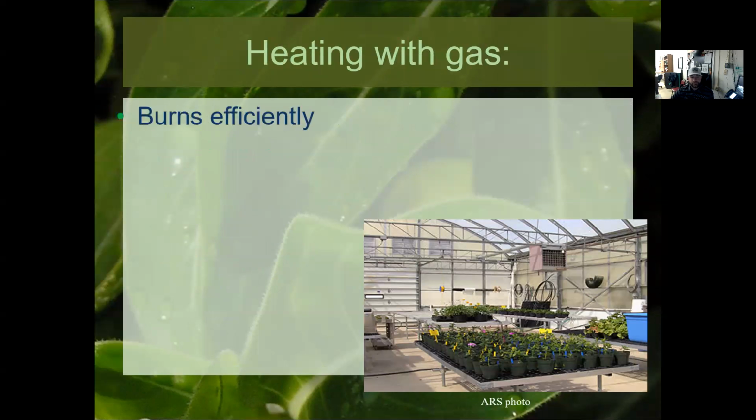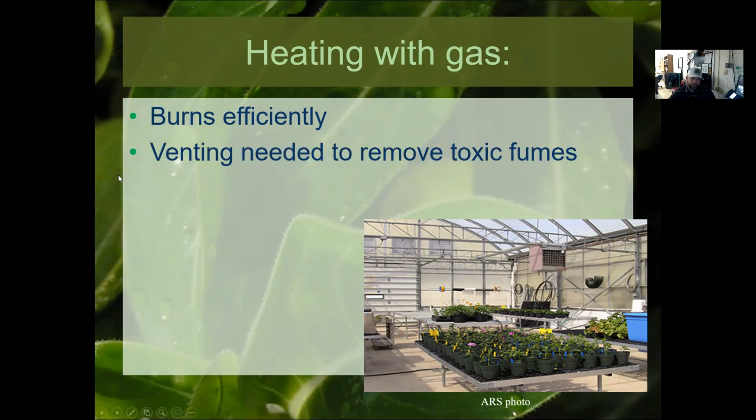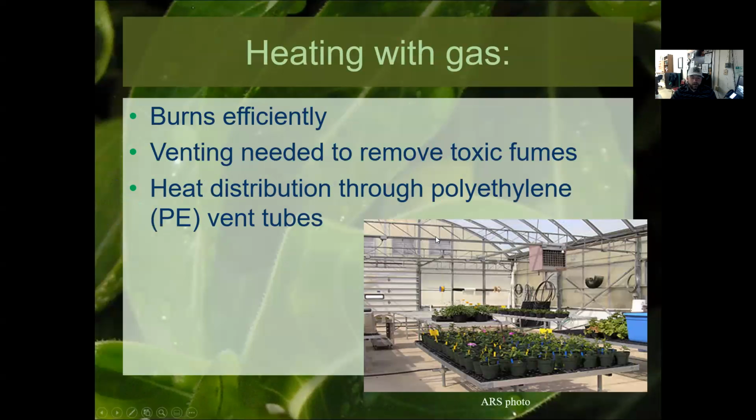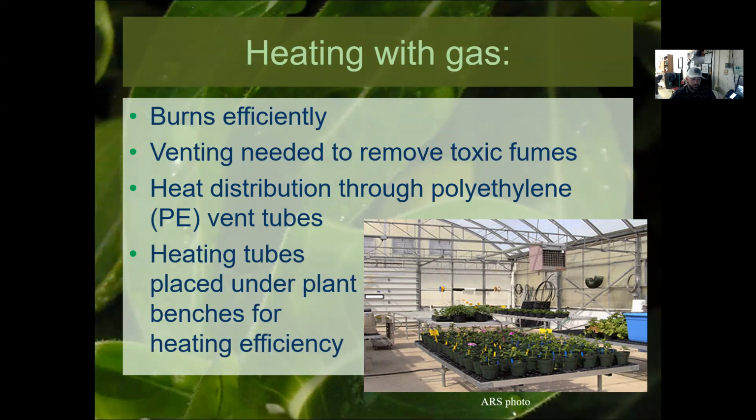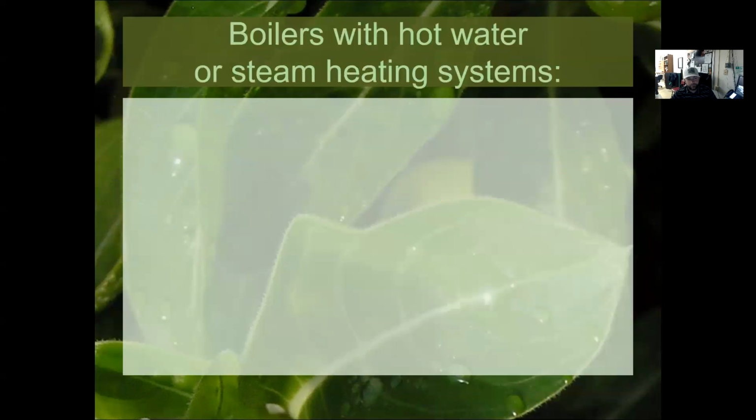So, heating with gas. It burns efficiently. Venting is needed to remove toxic fumes. That is the most important. Gas is highly noxious if you keep it in a confined space for a long time. And then heat distribution is through polyethylene vent tubes, and heating tubes are placed under plant benches for heating efficiency. Ours are overhead in the greenhouse, but we also have heating mats to keep them warm underneath.